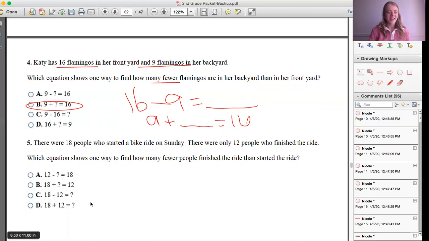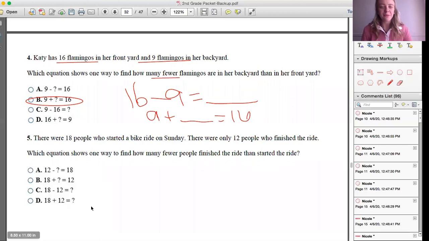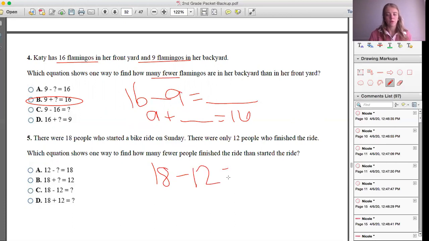All right. Number 5, there were 18 people who started a bike ride on Sunday. There are only 12 people who finished the ride. Which equation shows how many fewer people finished the ride than started the ride? Again, we're talking about difference. So 18 people started, only 12 finished. What is the answer? So we see that one here. We don't have to rearrange anything.